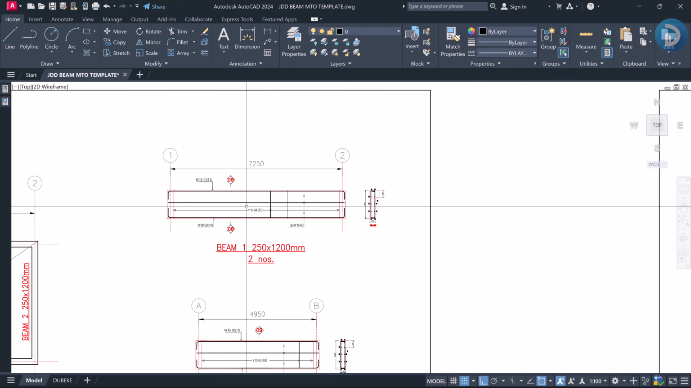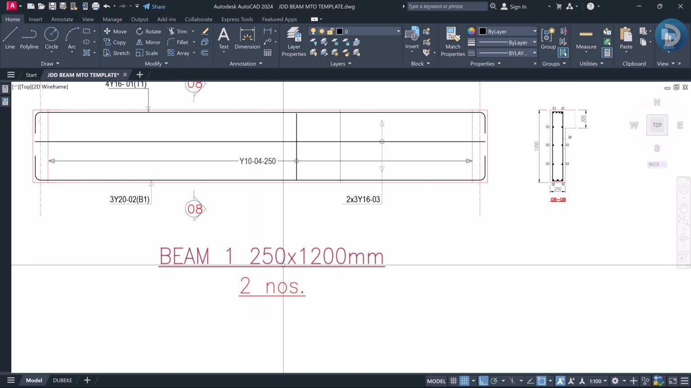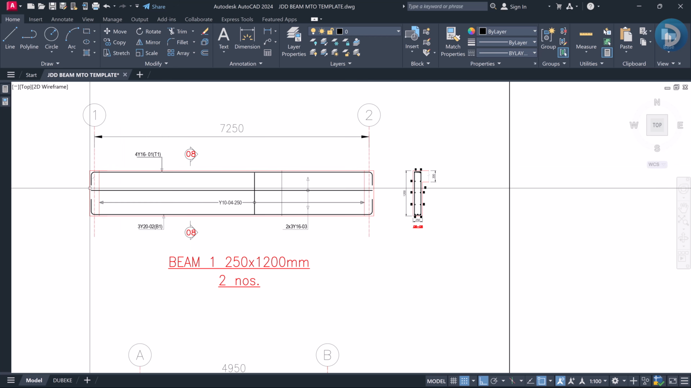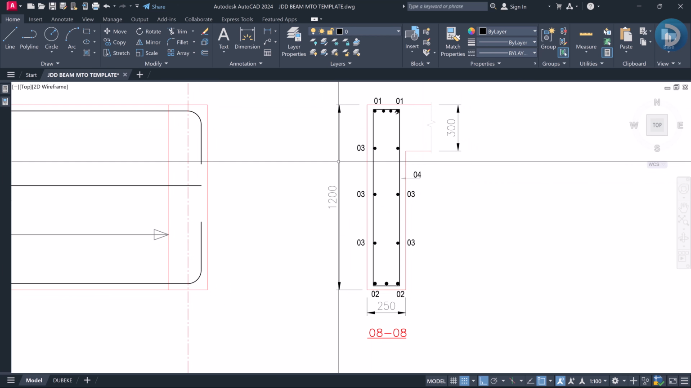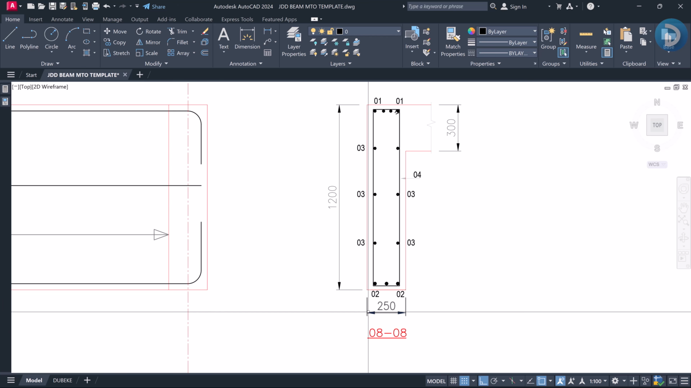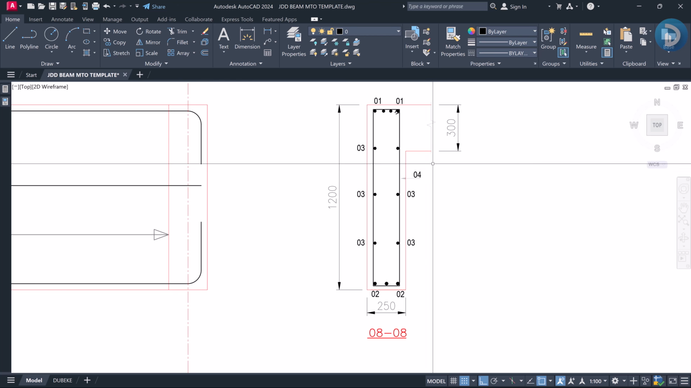We'll be starting with the beam 1, and looking at the properties of our beam 1, we have the width to be 250 millimeter, and it has a depth of 1.2 meters. And as earlier stated, we have two numbers of this beam on this very model, right? So this is the elevation drawing of our beam, and this is the section drawing of our beam. As you can see here, we have the depth as 1.2 meter, we have the width as 250 millimeter, and we have the thickness of our slab as 300 millimeter.